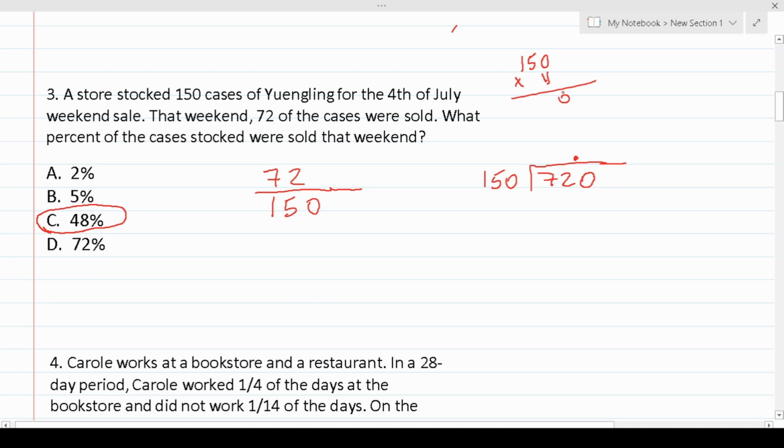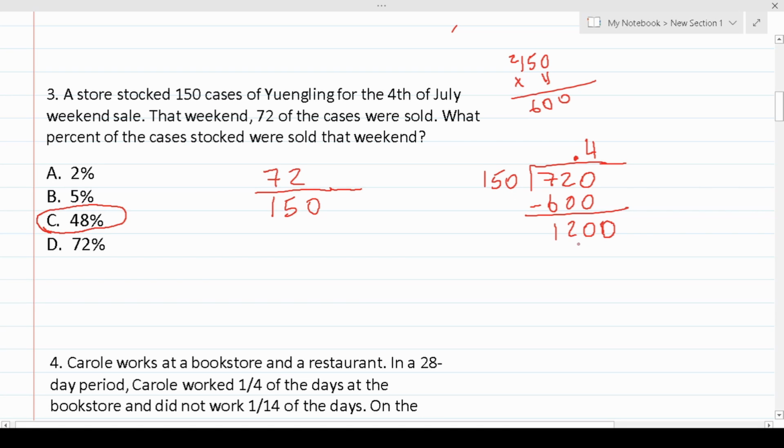0 times 4 is 0. 5 times 4 is 20. Carry your 2. 4 times 1 is 4 plus 2 is 6. So 150 times 4 is 600. Now we're going to subtract 720 by 600, which is just going to be 120. Now the question is, how many times does 150 go into 120? It doesn't. That said, we're allowed to bring down a free 0.